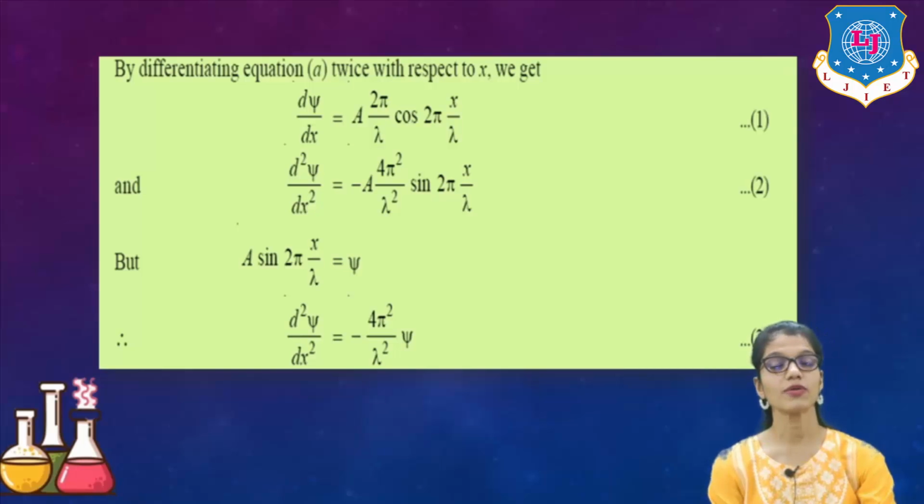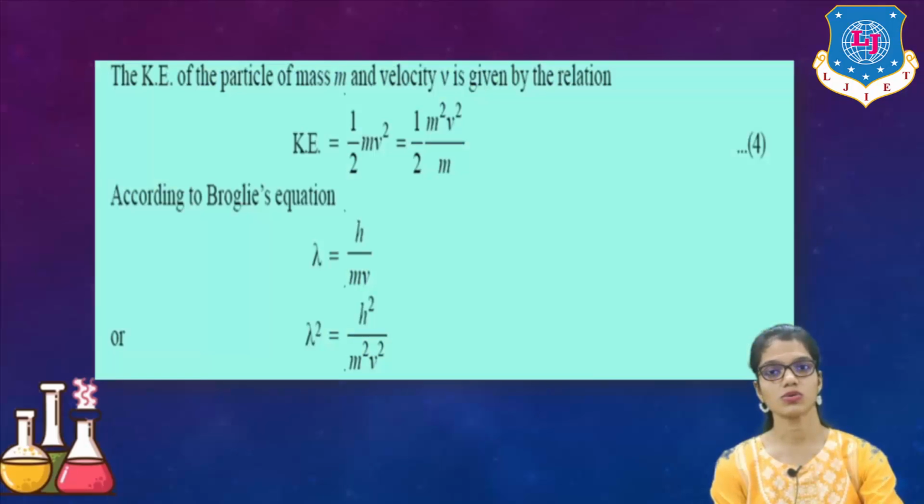Understood it properly? What we did is we differentiated our equation number A the first time. After that, we differentiated it again a second time with respect to x, and we got equation number 2. After that, we put the value of psi into it, and we obtained our equation number 3. This is the sequence, right?